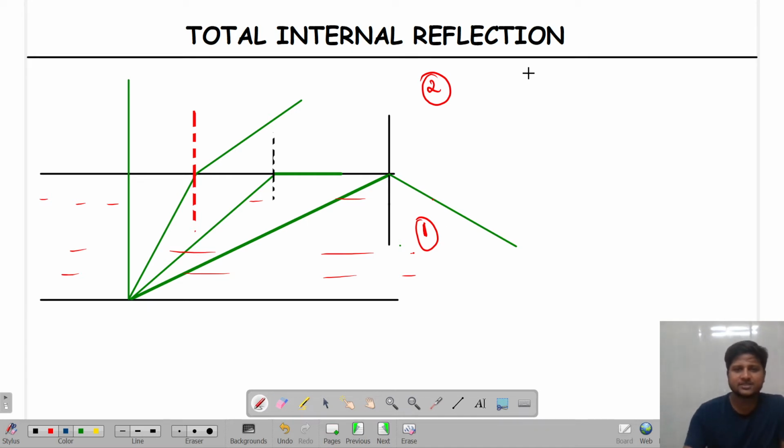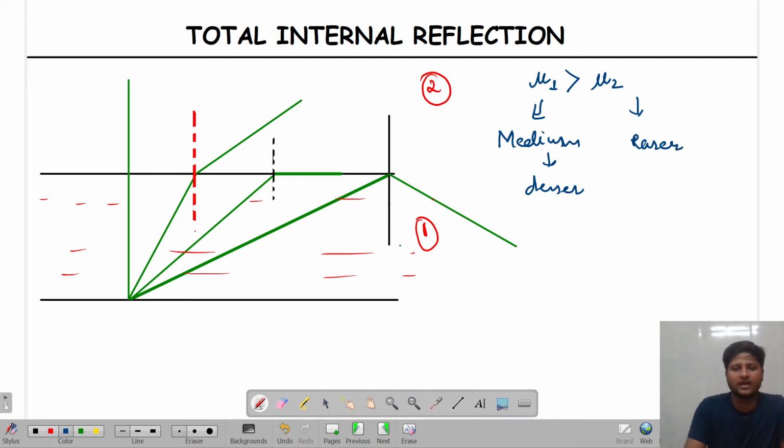मीडियम 1 से, दैट इज लाइक mu of 1 is greater than mu of 2, means the medium 1 कैसा है? डेंसर है. मीडियम 2 कैसा है? रेयर है. ठीक है ना? तो हम क्या कर रहे हैं, let's suppose if a light source is there, in which medium? Denser medium, and from which the light is going out.